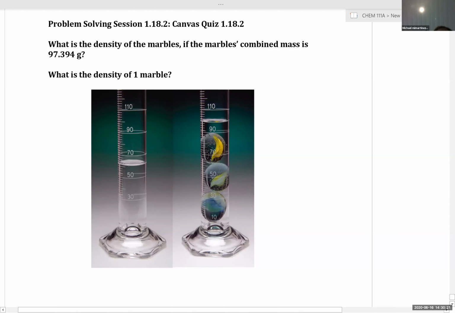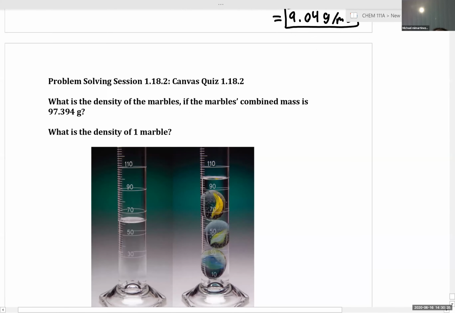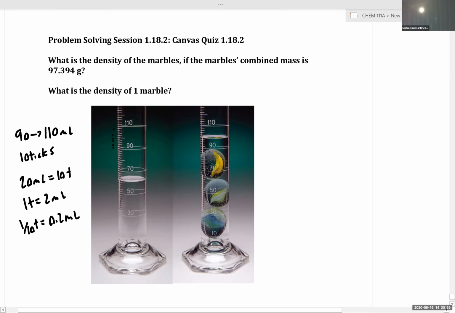So first and foremost, we have to get our volume measurements out of the way. This is really important as this graduated cylinder has slightly irregular tick marks once again. So from 90 all the way to 110 milliliters, it takes us 10 ticks. So then 20 mL is equal to 10 ticks. So 1 tick is equal to 2 mL. So then 1/10 of a tick is equal to 0.2 milliliters.